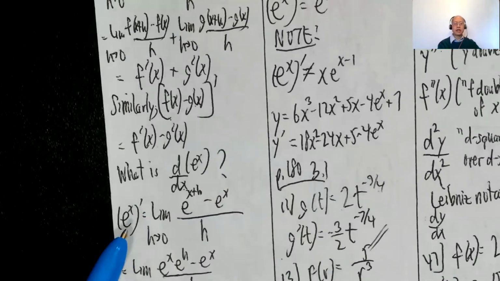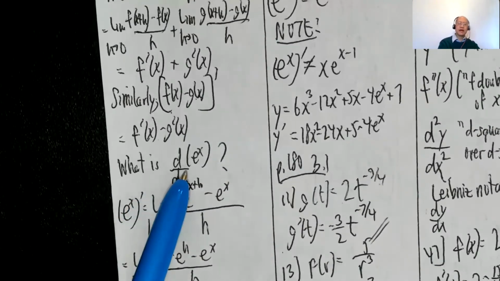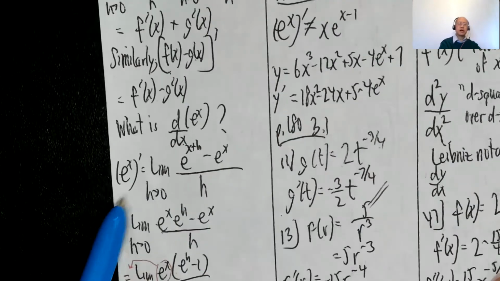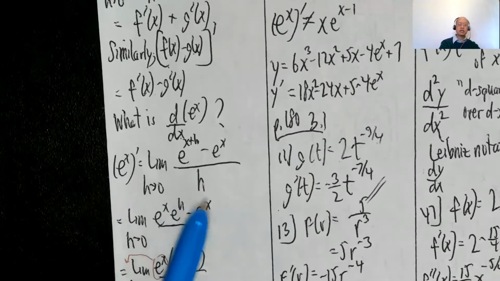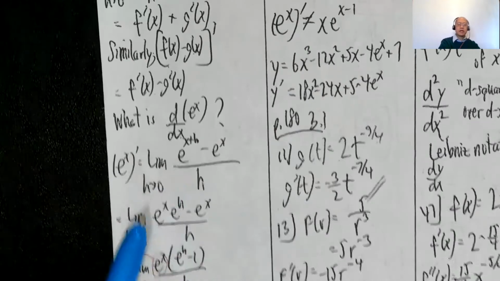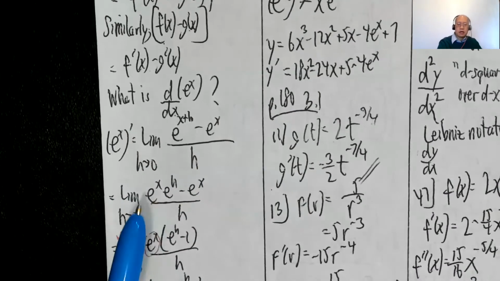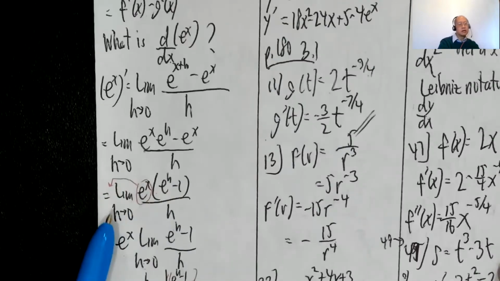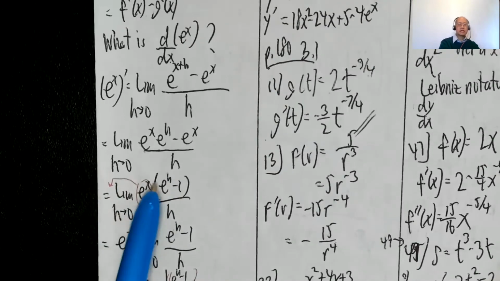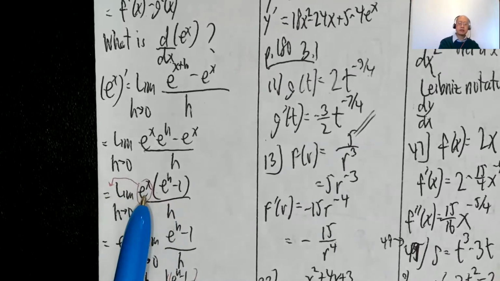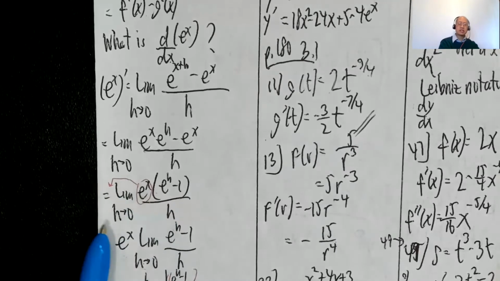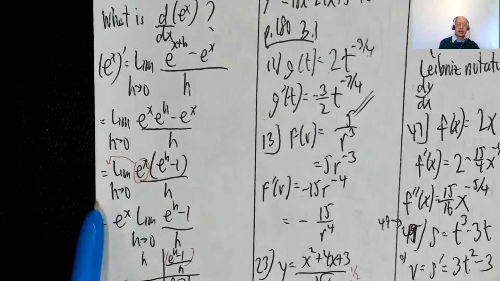And one more derivative in this section. What's the derivative of e to the x? So e to the x prime is limit h approaches 0, e to the x plus h minus e to the x all over h. I can rewrite e to the x plus h as e to the x times e to the h. Factor out an e to the x here. So limit h approaches 0, e to the x times (e to the h minus 1) over h. I can take out a constant. I know that doesn't look like a constant, but e to the x is constant as far as h is concerned. So e to the x comes out.